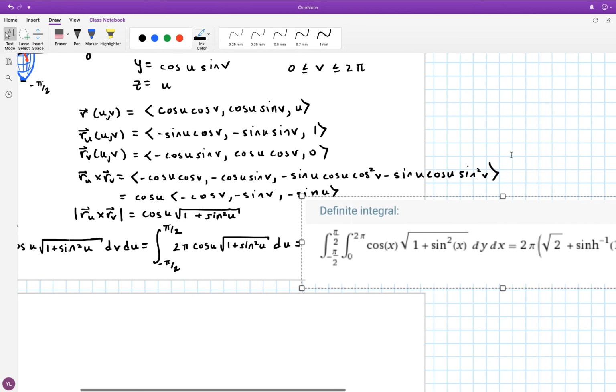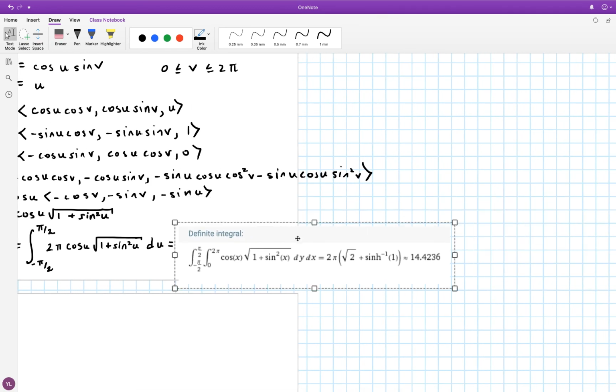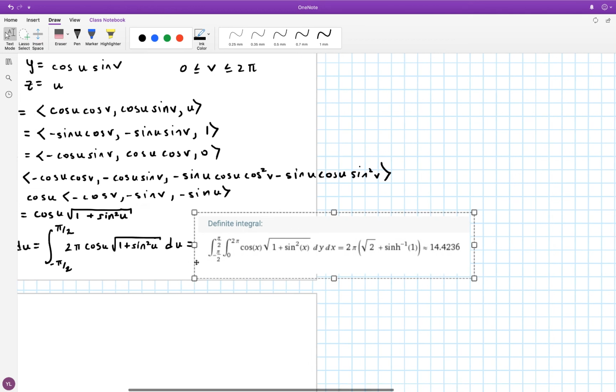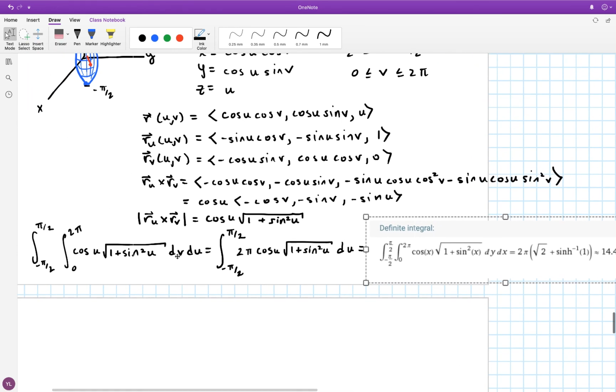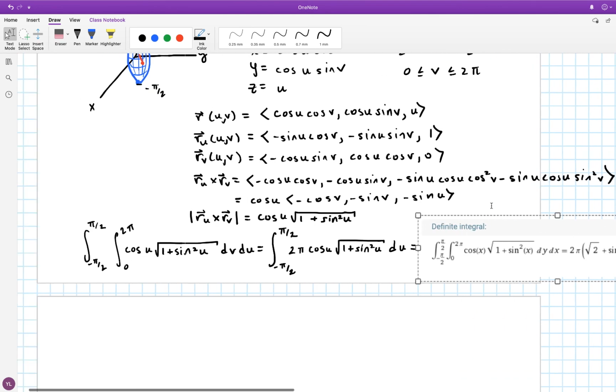And as usual, I checked to see that I typed it in correctly and it interpreted the integral as I wanted it to. And oh yeah, so this integral here seems to be the same as this. And so my surface area is around 14.5.